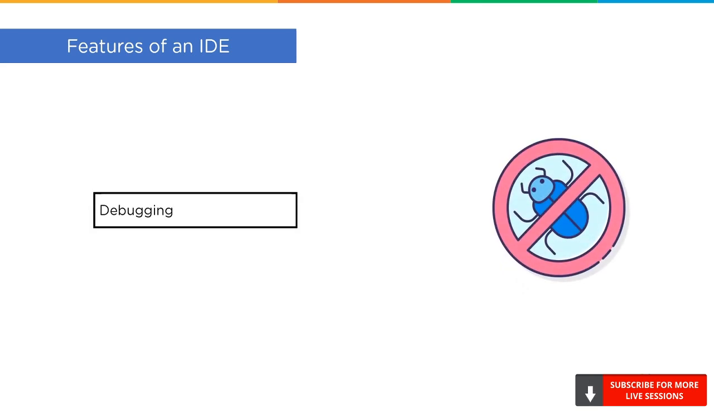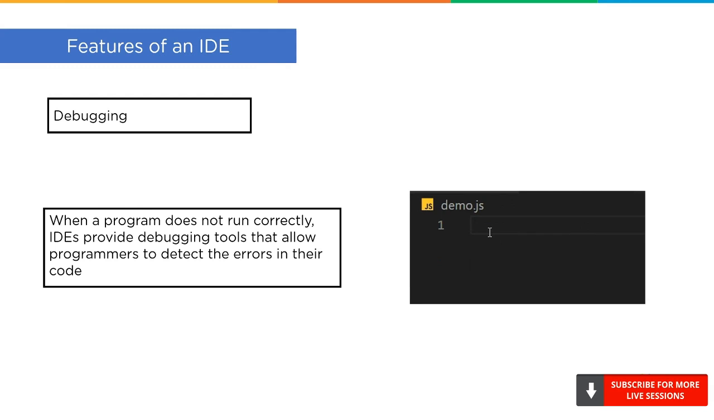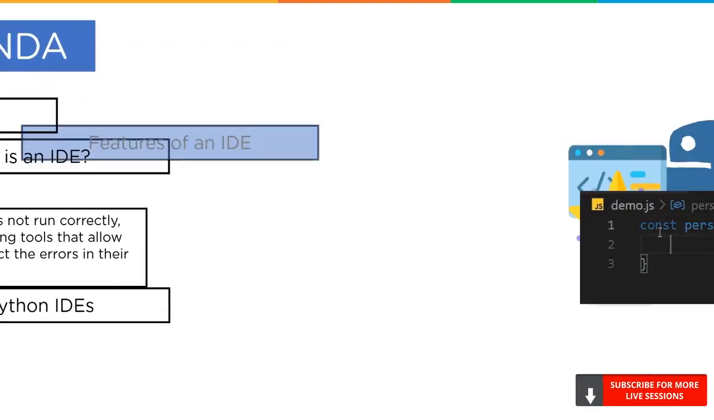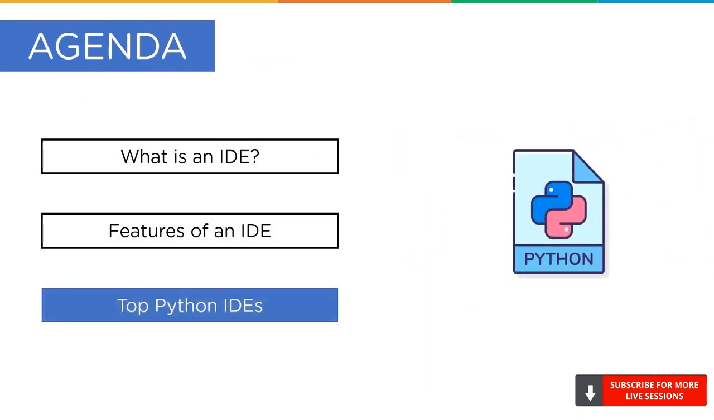Next, we have debugging. No programmer avoids writing bugs and programs with errors. So when a program does not run correctly, IDEs provide debugging tools that allow programmers to examine different variables and inspect their code in a deliberate way. IDEs also provide hints while coding to prevent errors before compilation. Next, we have the top Python IDEs.